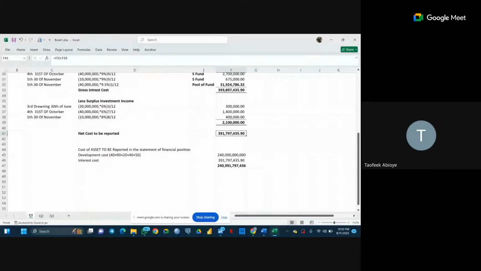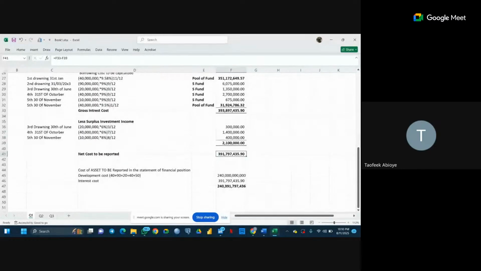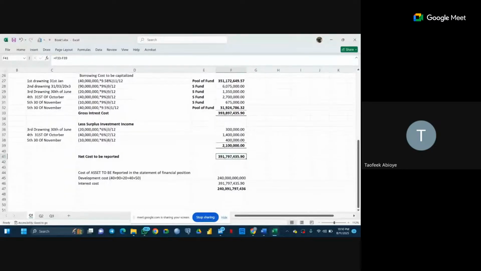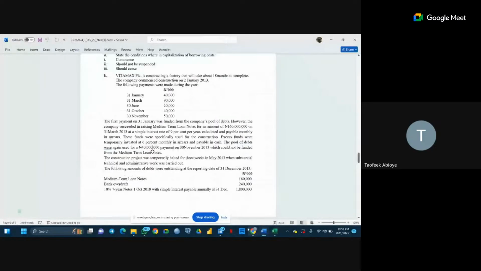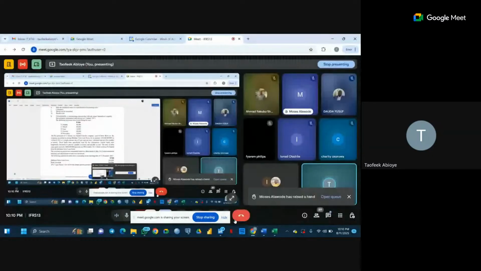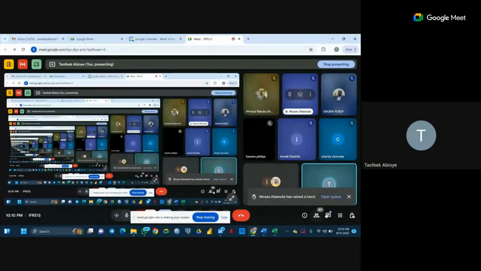Now we are asked to show the value of the asset. The value of the asset will be the addition of all our drawings plus the interest cost we paid on them, which is 240 billion 391 million 797,436. So that brings us to the end of this particular solution. So I'm going to open the floor now. If you have any question, you can ask before we quickly brush up the IFRS 13.